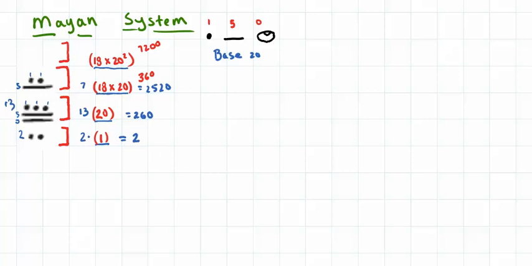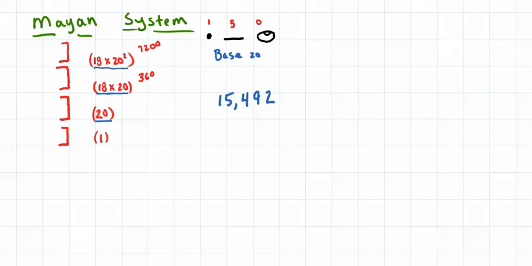So starting at the top here, 18 times 20 is 360, times 7 is 2,520 for that place. The next place is 13 20s, so that's 260. And then finally 2 1s is 2. And if I add that all up, I did it on the calculator, 2,782. So in the Mayan system, this number in our system is 2,782.